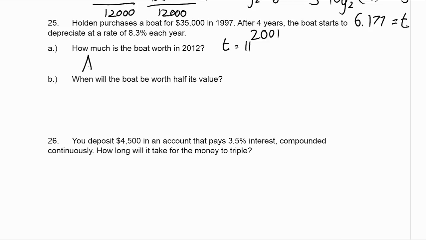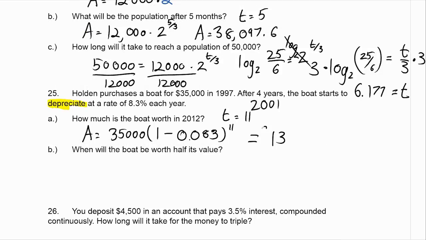So we start off with our amount is going to be equal to 35,000 times, now normally we would do plus, but since it depreciates in value, that means that the value keeps dropping. So instead of doing plus, I'm going to do minus whatever that rate is, 0.083 to the t power. So since the t is now 11, I'm going to place 11 into that problem, plug that whole value into my calculator, and I get $13,493.70.